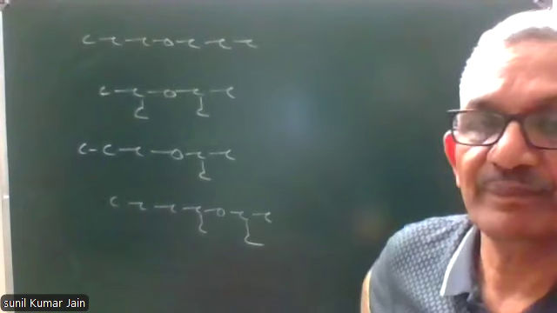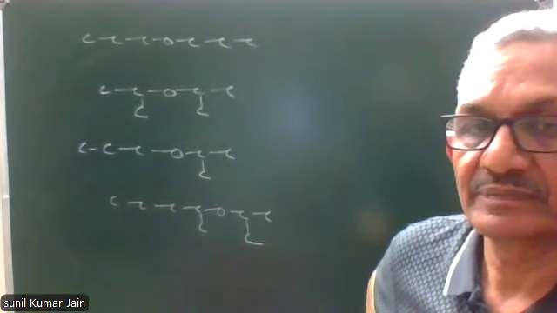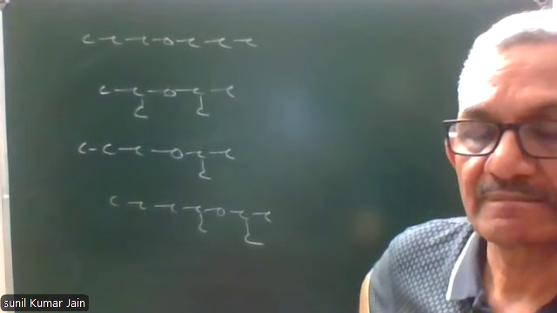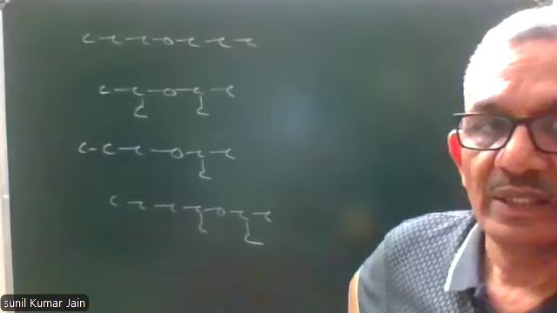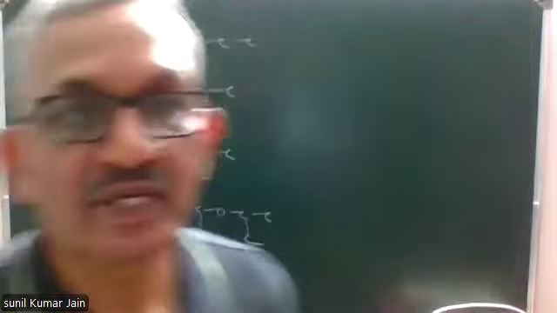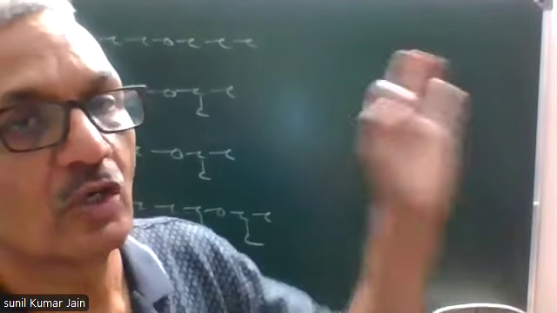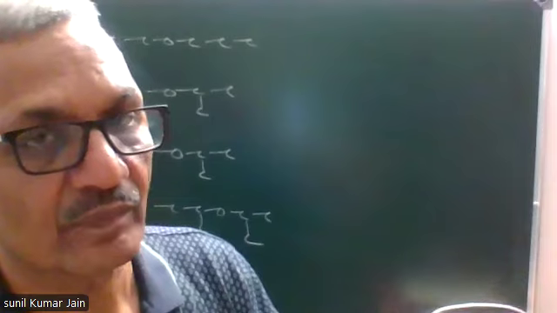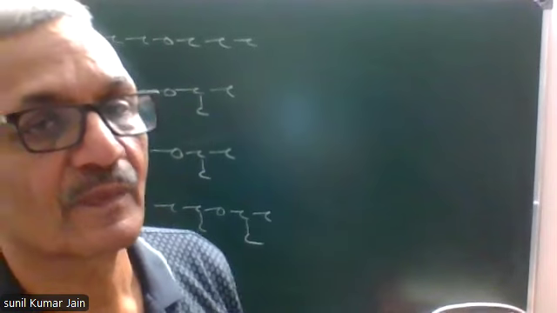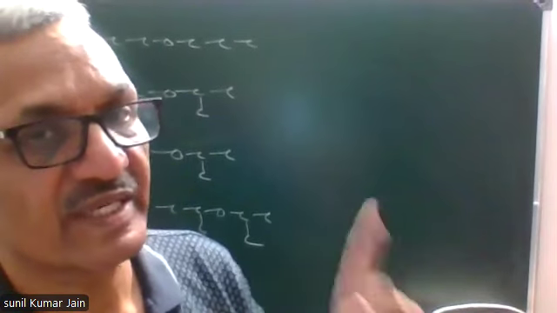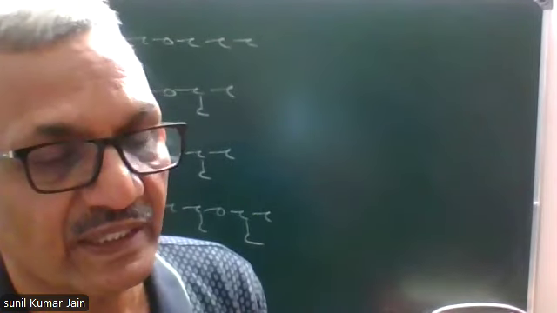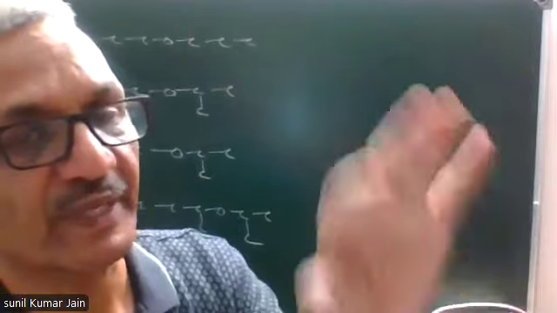Take your time to copy them. Now, first we'll write common names of all the 4. First one, normal propyl ether, or you can say dinormal propyl ether. Similarly, second, isopropyl ether, or you can say diisopropyl ether.